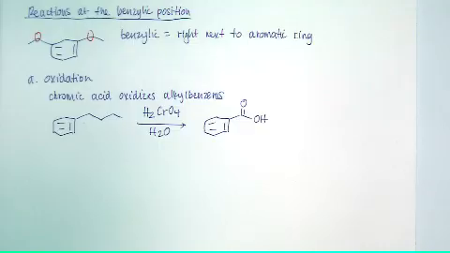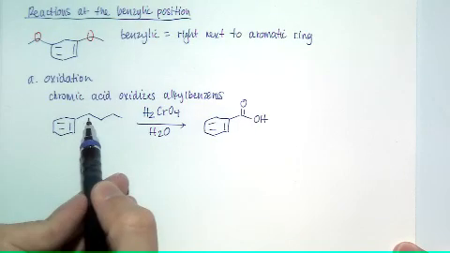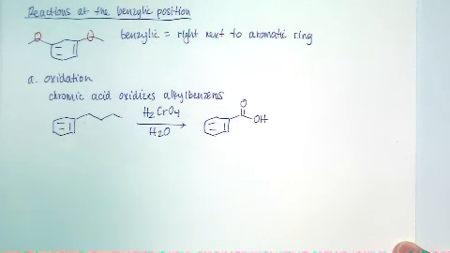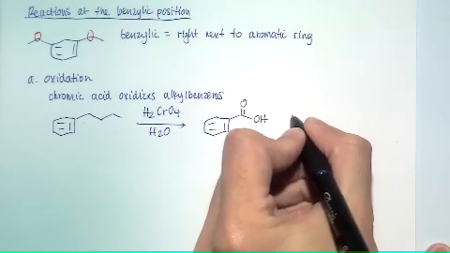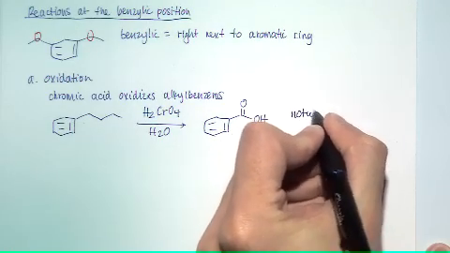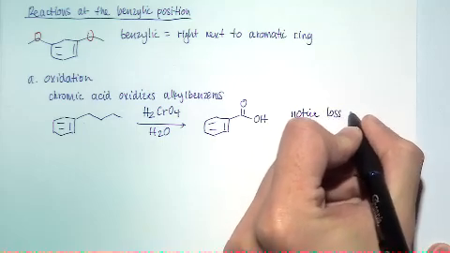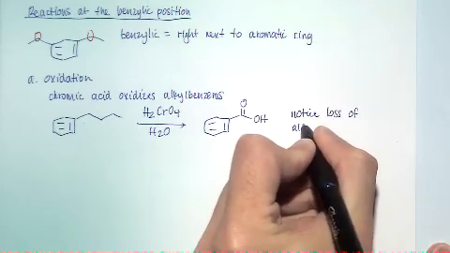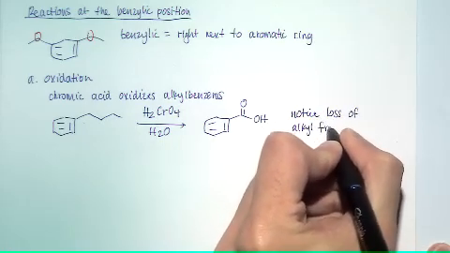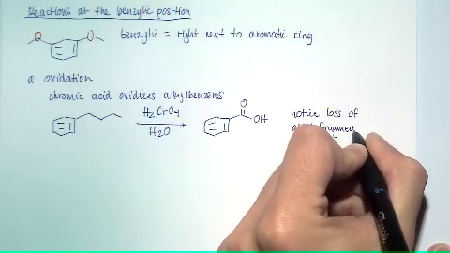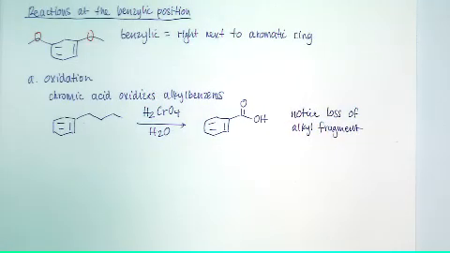Of course, you'll notice that we've got 1, 2, 3, 4 carbons on that side chain, and we're going to rip all of them off except one and just leave a carboxylic acid there. So we lose most of that carbon chain.